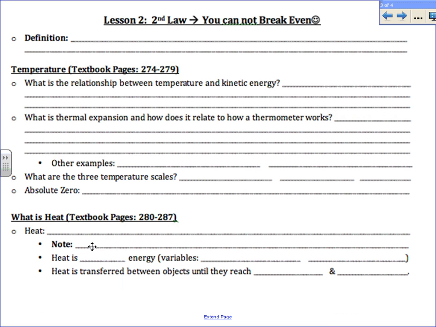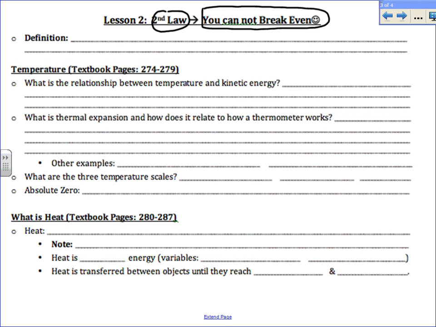Hello class. This lesson is going to be lesson 2 of the Physics Unit 1 Primer Worksheet, and it's going to be covering the second law of thermodynamics. The first law states you can't win. The second one states you can't even break even.